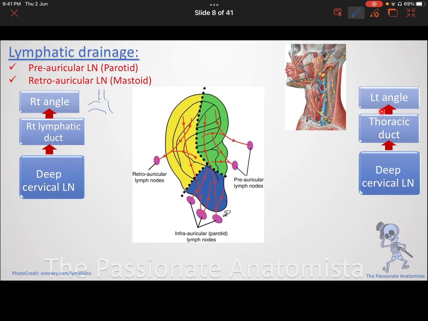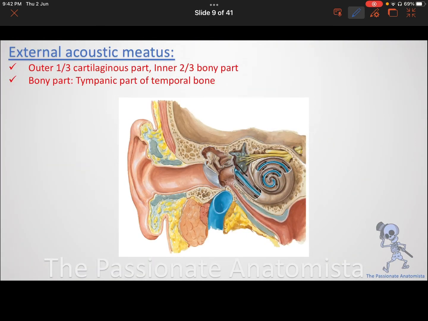And more details about the lymphatics and the basics of that are actually explained in a separate video called the overview of the lymphatic drainage. It's a general concept, and you can find it in the channel itself.